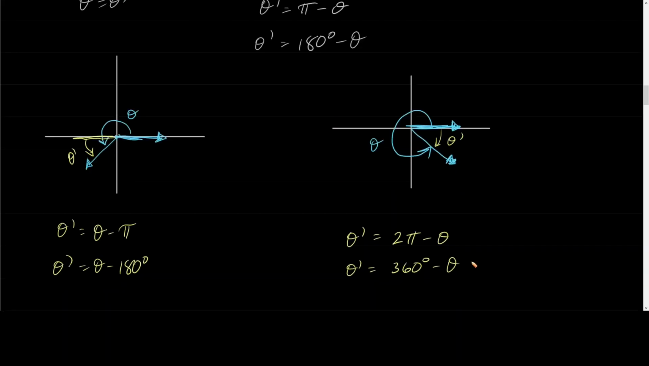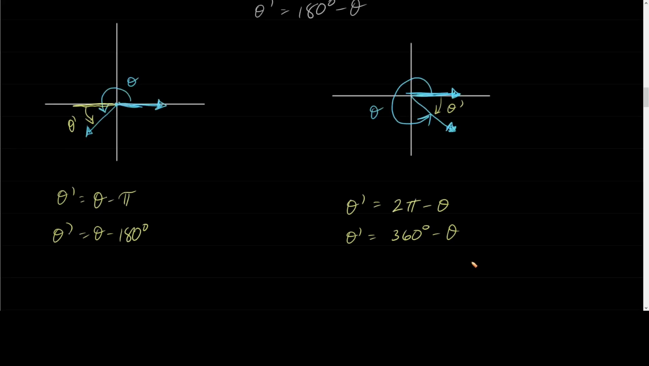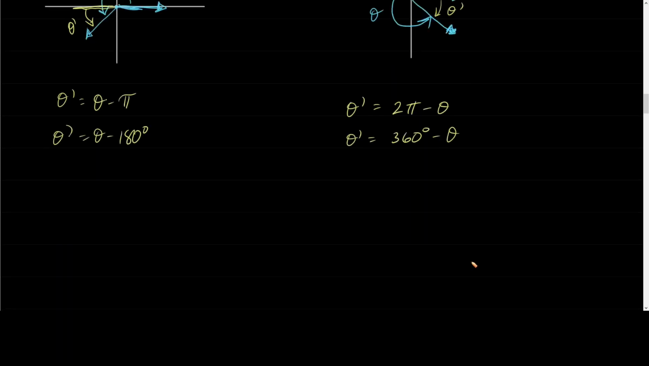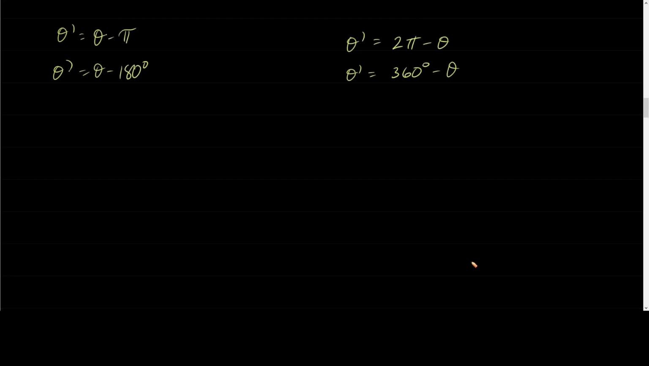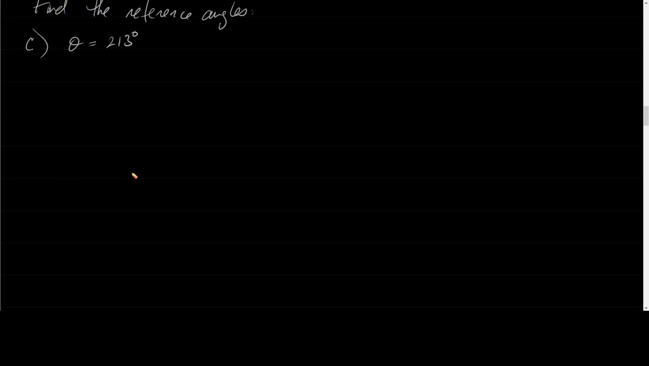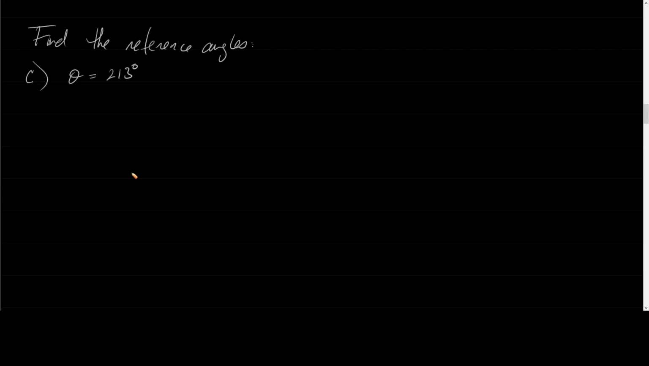Now, let's just do a few quick examples of how to find the reference angle. I think I'm at example C. Find the reference angles. Let's say that the angle given to me, we'll do one in degrees, is 213 degrees. Which quadrant is this in? That's the very first thing we need to figure out.